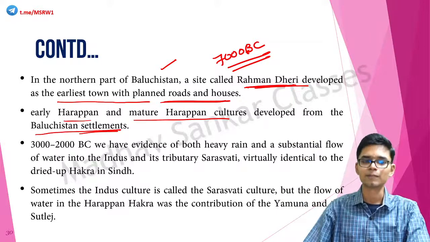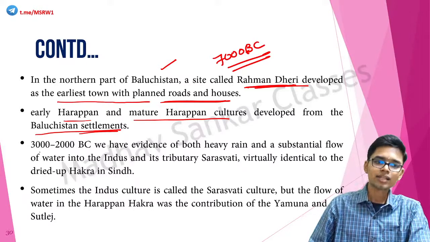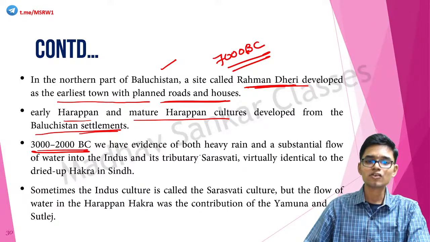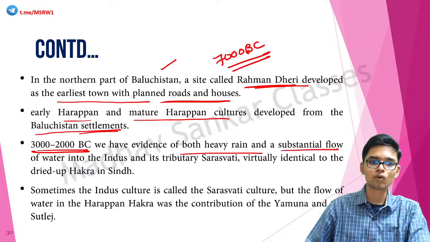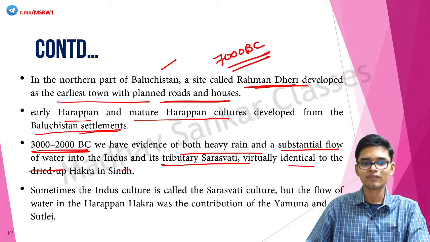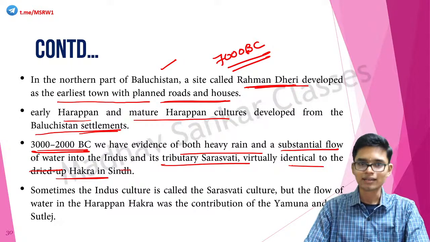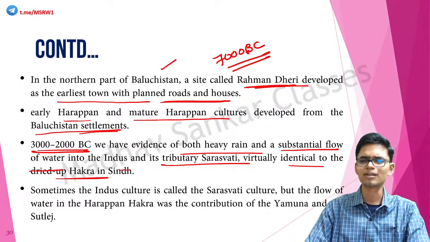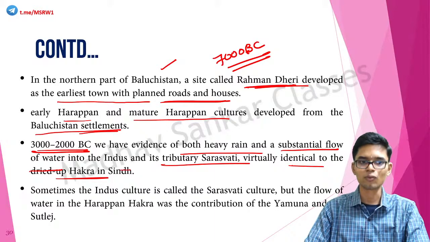And around 3000 to 2000 BC, we have evidence of both heavy rain and a substantial flow of water into the Indus and its tributary Saraswati, identified with the dried up Hakra river in Sindh. Again, these are certain extra points that we find at the end of the chapter. Not much important, but we have evidence of very heavy rain and substantial flow of water.